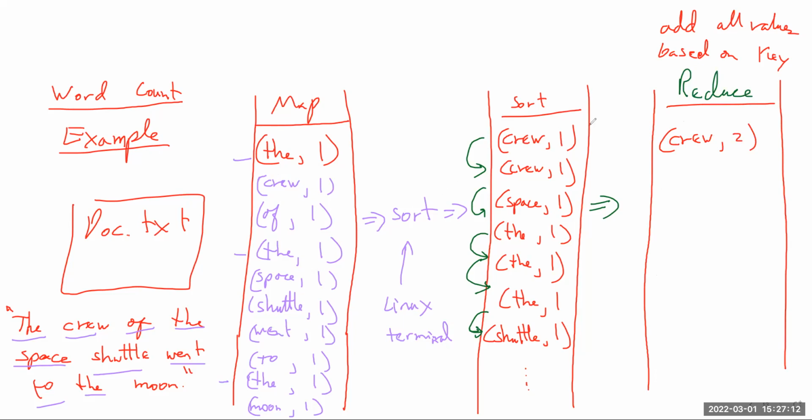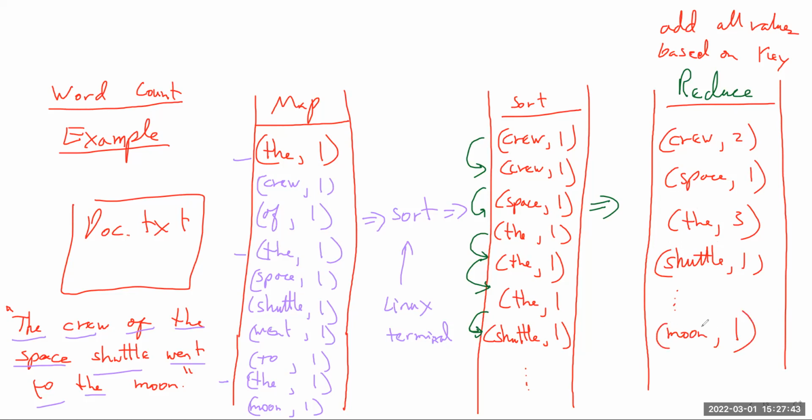We take this input, the way that it's processed like this, and now we just need to add it up. So here we have space, and I think space was just 1, and then we had the, which is 3, and then we have shuttle, which is 1, and then finally moon, let's just say moon, and that was 1. All right, and that's the output that happens.